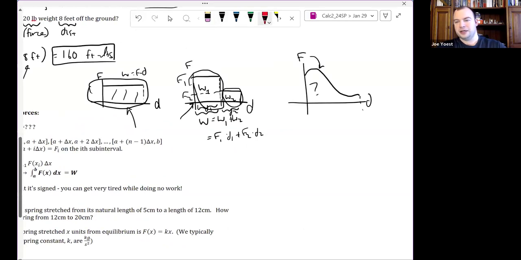So in other words, I can break this distance into a bunch of little subintervals. On each subinterval, I'll estimate or approximate the force as being constant. This gives me a bunch of little contributions to work.